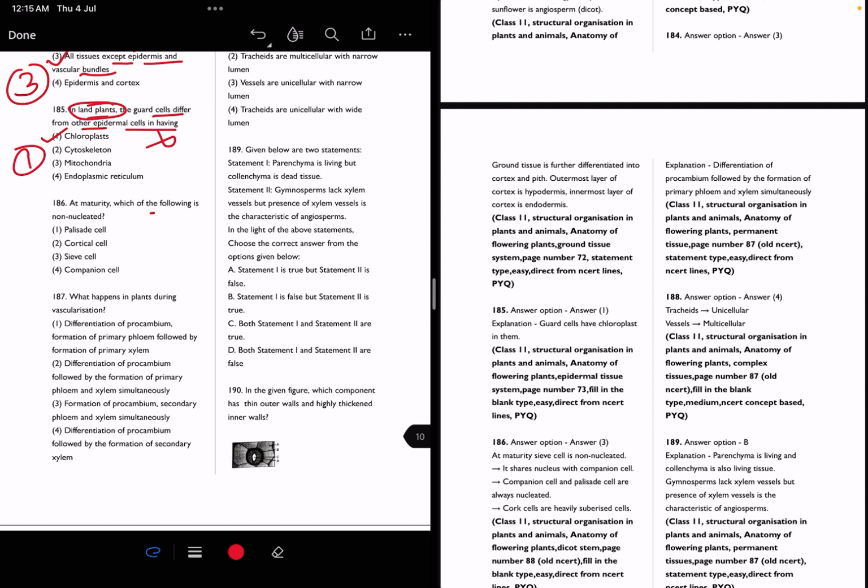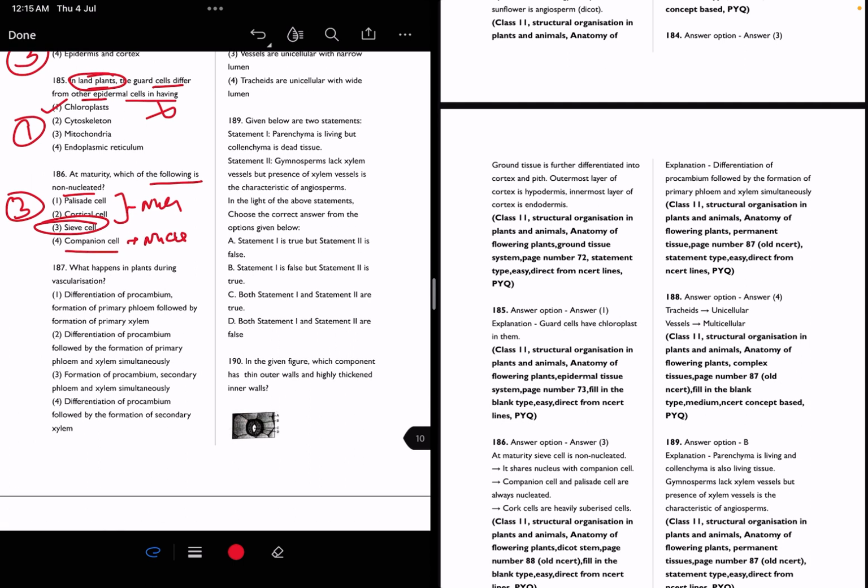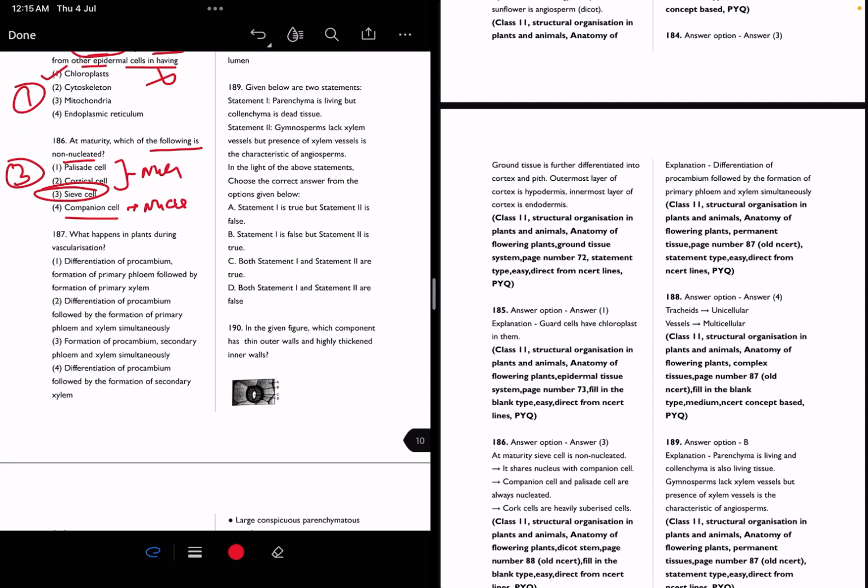At maturity, which of the following is non-nucleated? The non-nucleated structure in the phloem is the sieve element, the sieve cells. The answer is sieve cells. Companion cells have a nucleus; these are normal cells. Normal cells have a nucleus, and the function of the sieve cells is decided and monitored by the companion cell nucleus only.